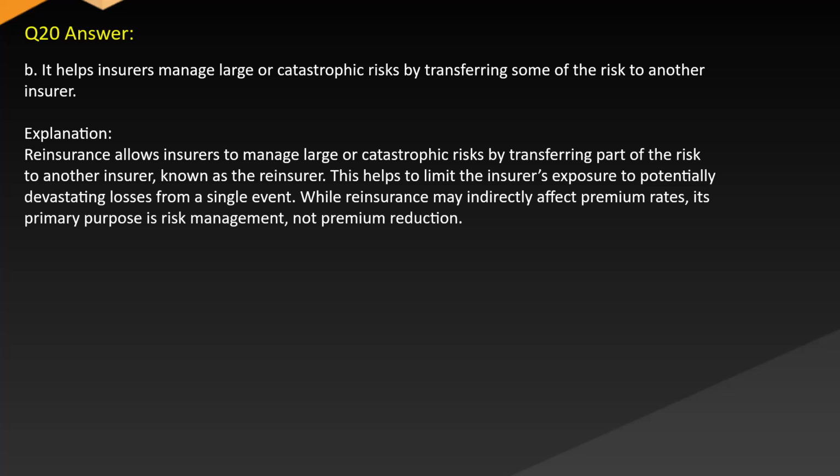Answer: B. It helps insurers manage large or catastrophic risks by transferring some of the risk to another insurer. Explanation: Reinsurance allows insurers to manage large or catastrophic risks by transferring part of the risk to another insurer, known as the reinsurer. This helps to limit the insurer's exposure to potentially devastating losses from a single event. While reinsurance may indirectly affect premium rates, its primary purpose is risk management, not premium reduction.